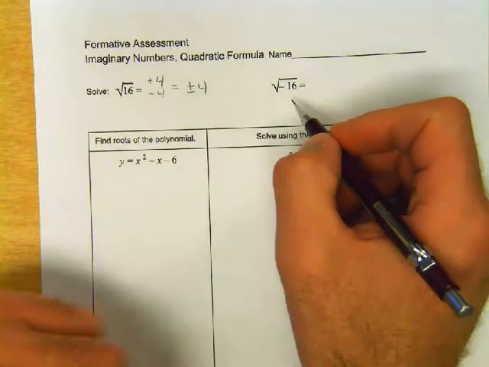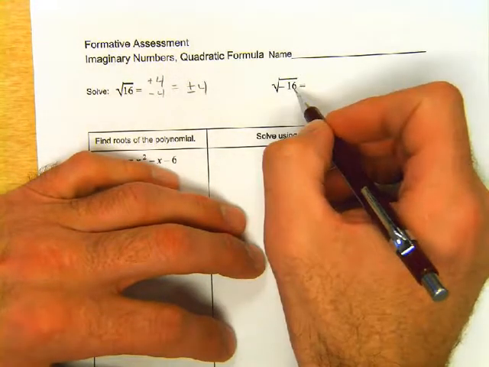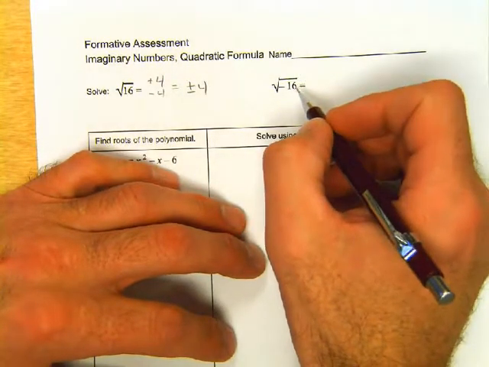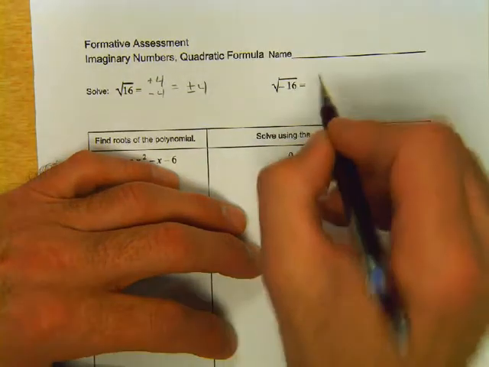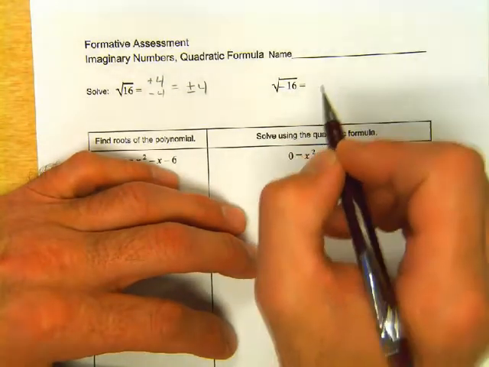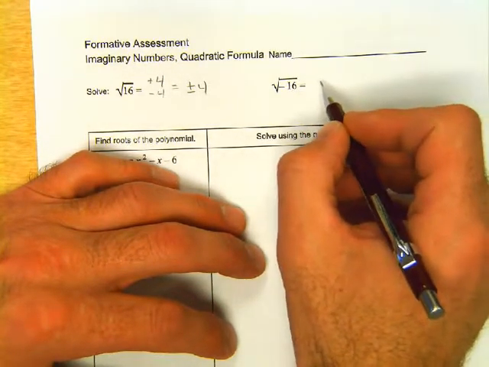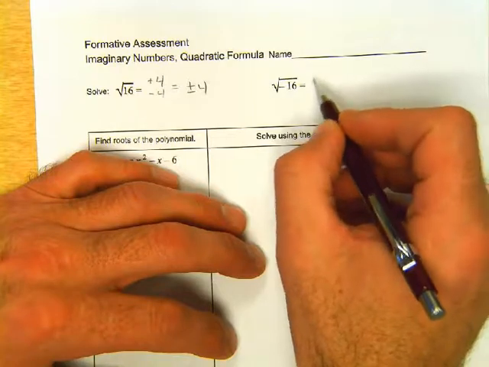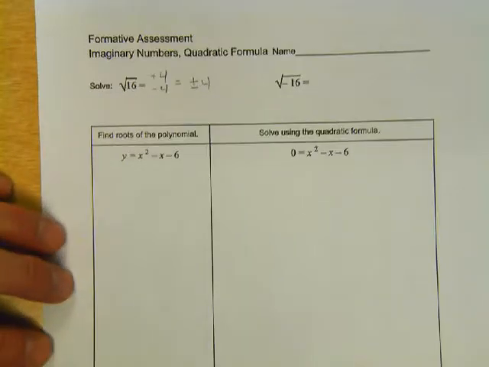Now, how about the square root of negative 16? Are there two numbers that you can multiply together that are identical to each other to get negative 16? No. Okay, so we're going to come back to this, because in order to get an answer for this, we need to use imaginary numbers. And we're going to define what imaginary numbers are. Okay? All right, let's go to the next thing.